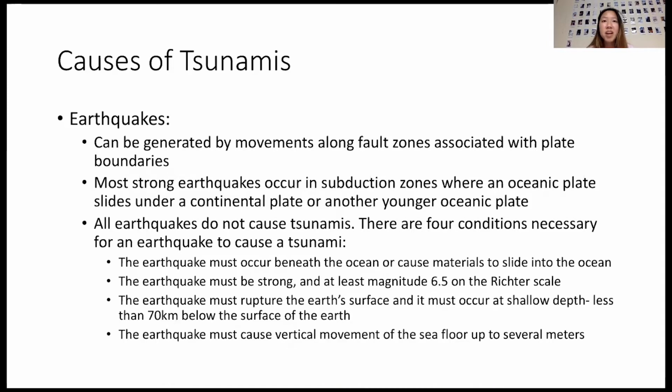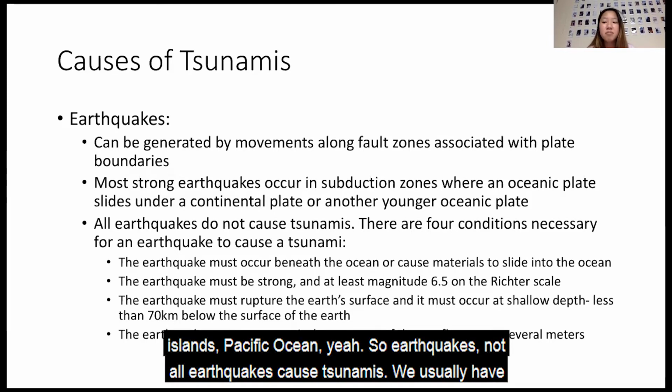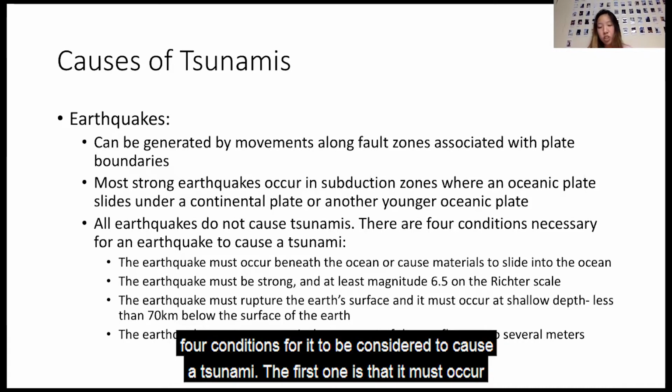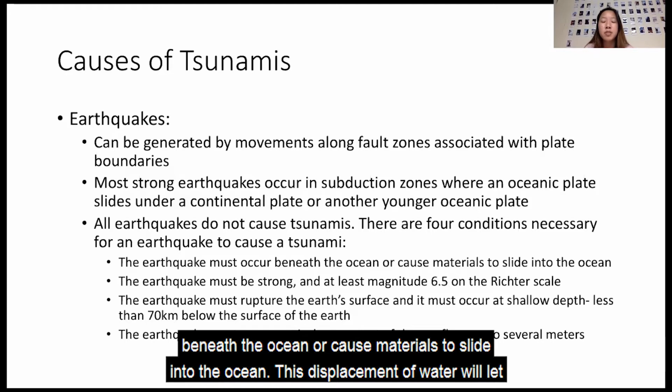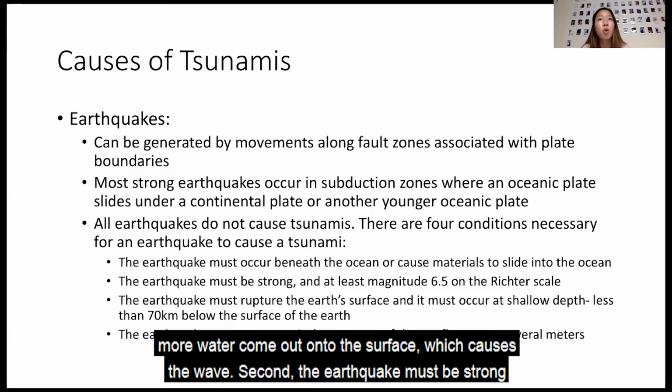So islands, Pacific Ocean, yeah. So earthquakes, not all earthquakes cause tsunamis. We usually have 4 conditions for it to be considered to cause a tsunami. The first one is that it must occur beneath the ocean or cause materials to slide into the ocean. This displacement of water will let more water come out onto the surface, which causes the wave.